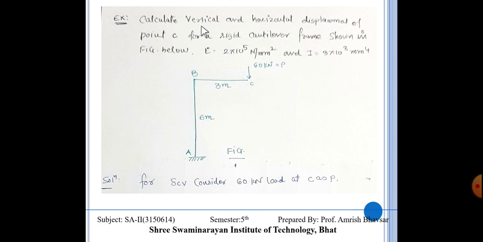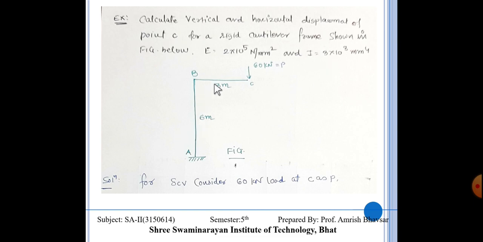Calculate vertical and horizontal displacement at point C for a rigid cantilever frame shown in the figure below. E is equal to 2 into 10 raised to 5 Newton per mm square and I is equal to 3 into 10 raised to 8 mm raised to 4.